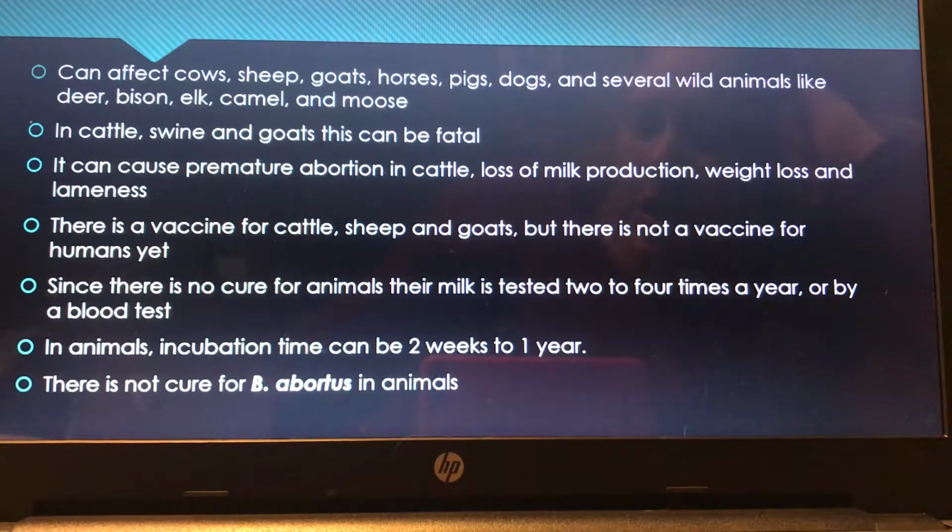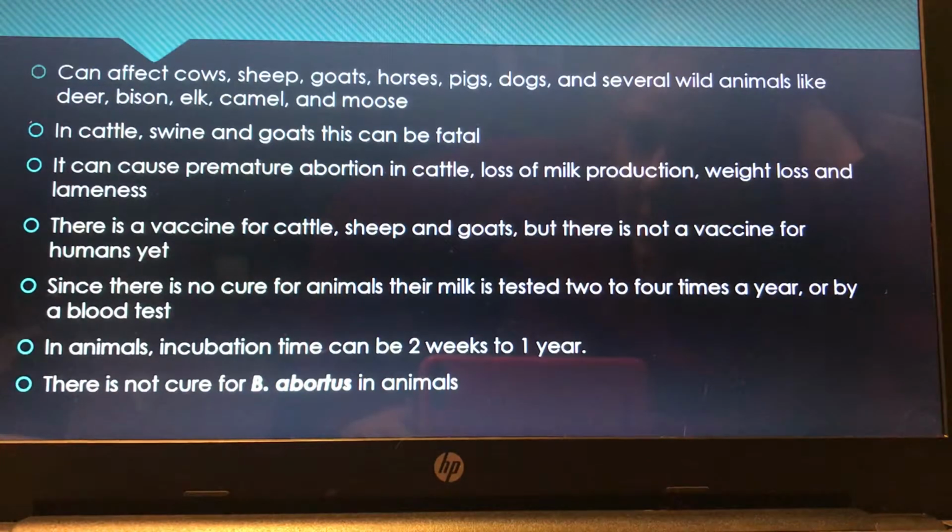Some additional information about this is that not only can it affect humans, but it can affect cows, sheep, goats, horses, pigs, dogs, and several wild animals like deer, bison, elk, camel, and moose. In cattle, swine, and goats, this can be fatal. It can cause premature abortion in cattle, loss of milk production, weight loss, and lameness. There's a vaccine for cattle, sheep, and goats, but there's not a vaccine for humans yet.